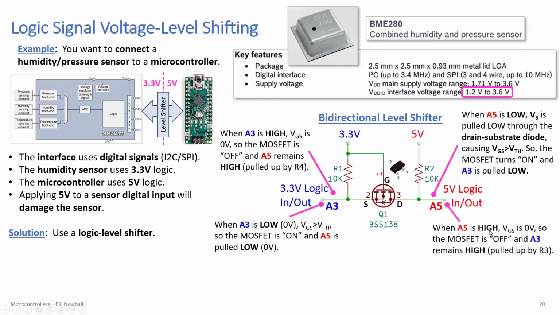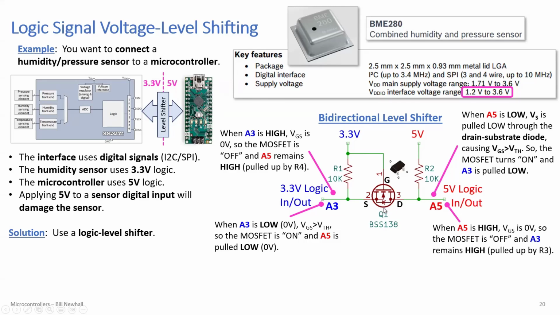When A5 is high, VGS is 0 volts, right? Because I have a high voltage here, and VGS doesn't have anything applied across it. So A3 remains high because it's pulled up. Remember, this left side would be an output. I have 3.3 volts applied to the gate, 3.3 volts with no current flowing through that pull-up resistor on the left. That means that the source is also going to be about 3.3 volts. Okay, so A3 would remain high because of that pull-up resistor. So this is a clever little circuit to do that.